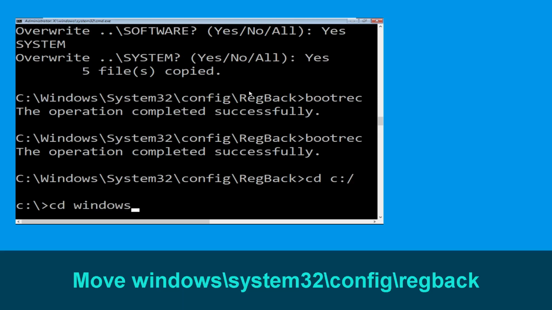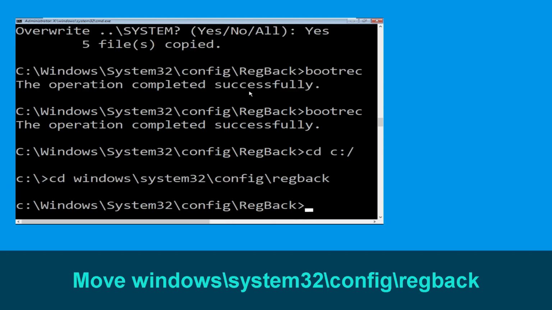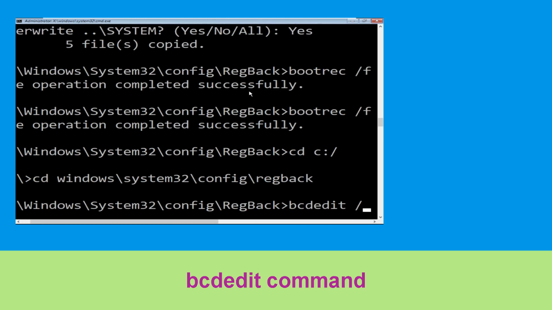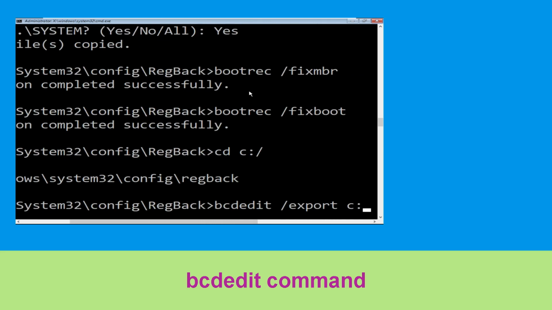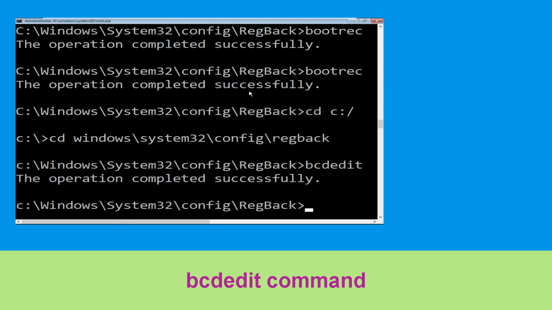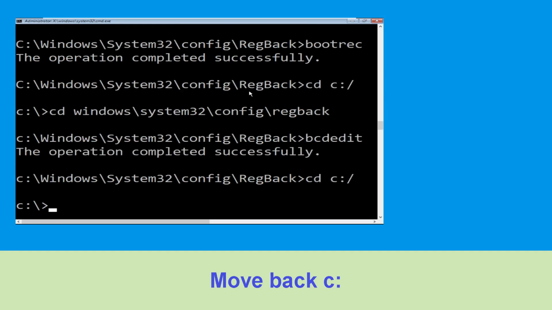Now type this command cd space Windows/system32/config/regback and simply hit enter to execute the command. Now type this command bcdedit space /export space C:/bcdbackup, then hit enter. Now execute this command. Type cd space C:/ and hit enter.